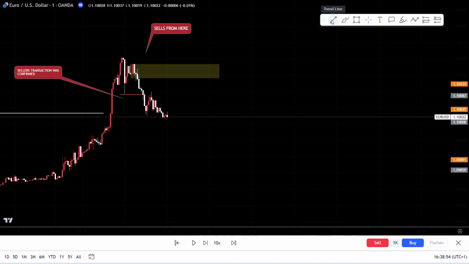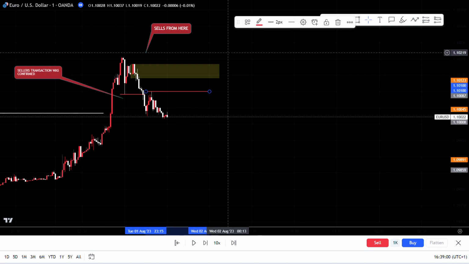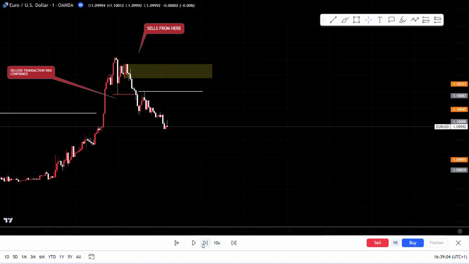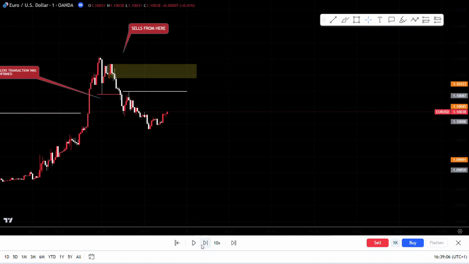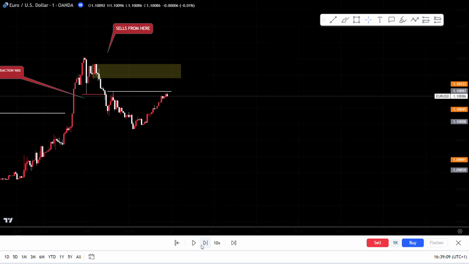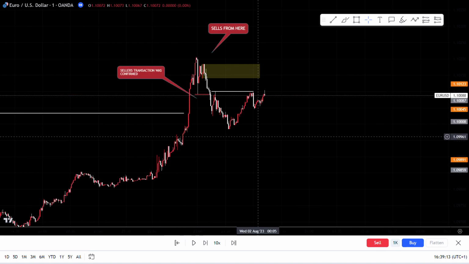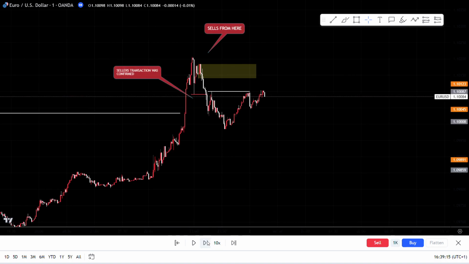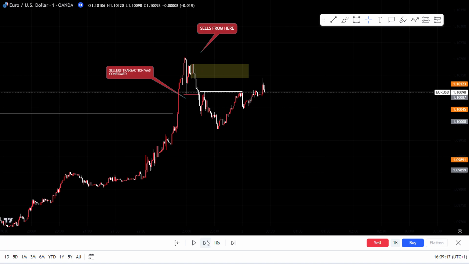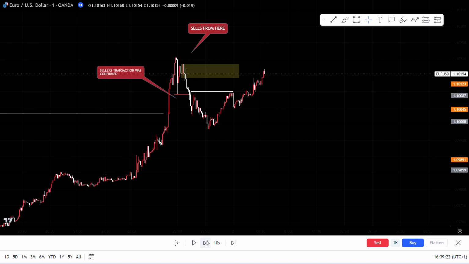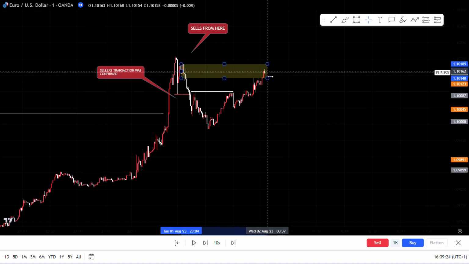Now, this is my liquidity pool. I will enter the market once this liquidity is taken out, because this is the liquidity pool. Still it was not taken out. It is taking up liquidity. Yeah, it got taken out. See how it mitigated this order block.